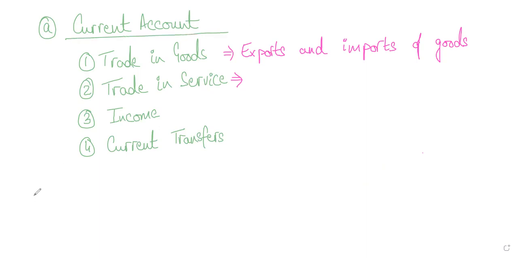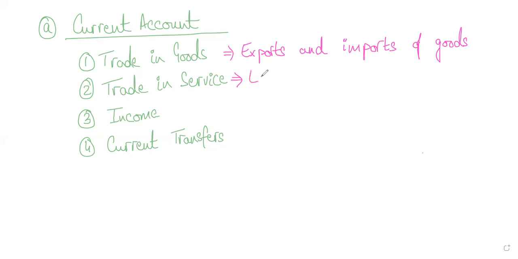Now we have started off with the first one, which is current account. Within current account, I said that there will be four subsections: trading goods, trading services, income, and current transfers, right? Trading goods, what we record is exports and imports of goods, tangible goods, machines, cars, laptops, clothes, mobile phones, and so on.